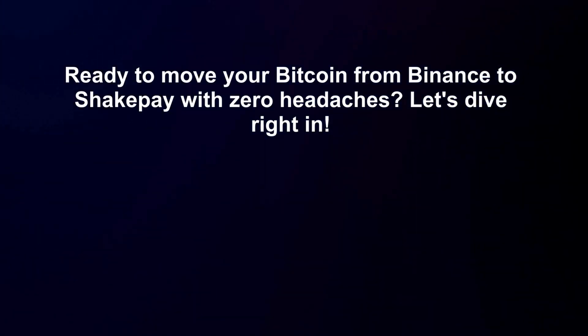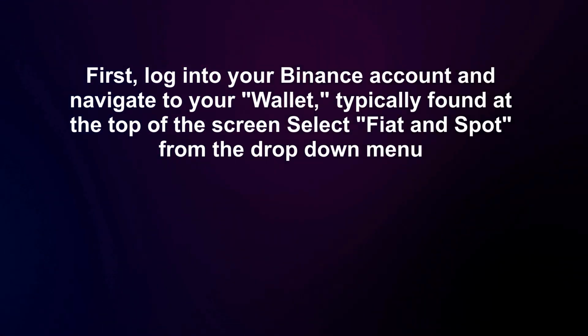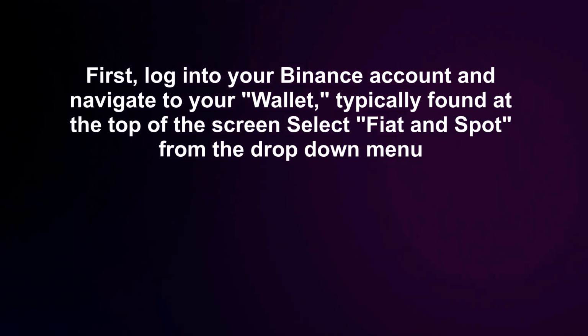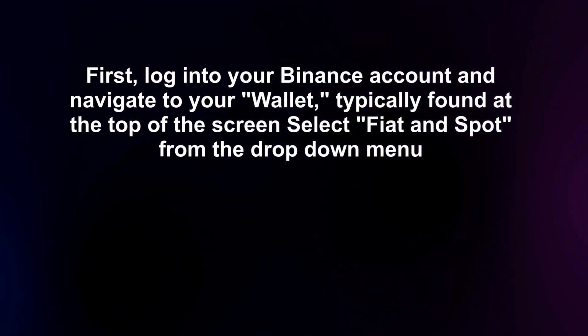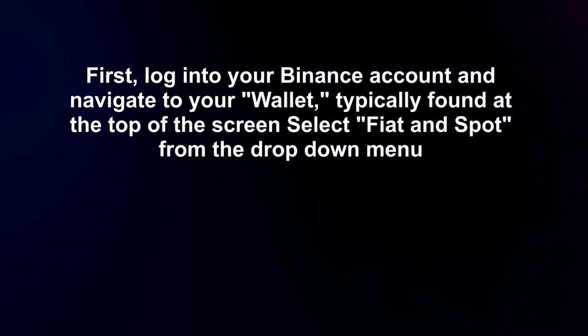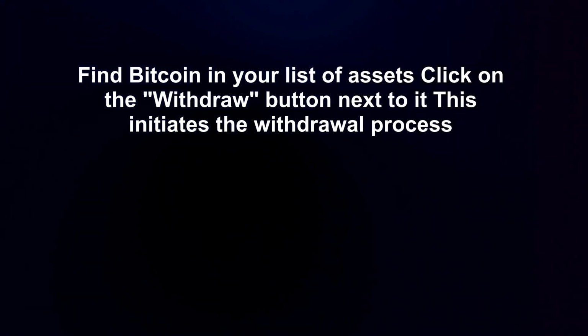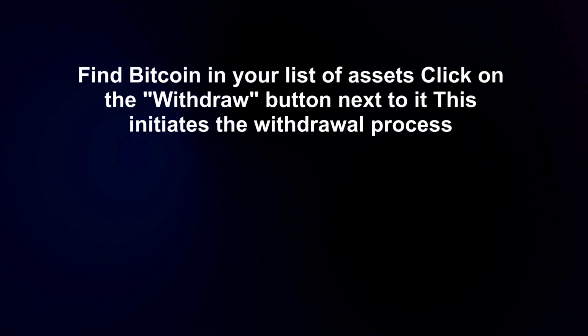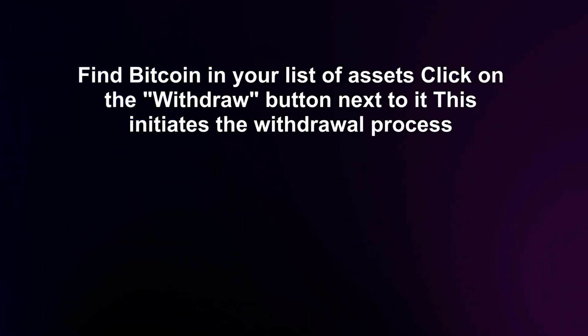Let's dive right in. First, log into your Binance account and navigate to your wallet. Typically found at the top of the screen, select Fiat and Spot from the drop-down menu. Find Bitcoin in your list of assets, click on the Withdraw button next to it. This initiates the withdrawal process.